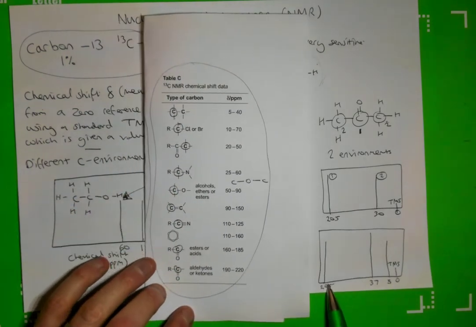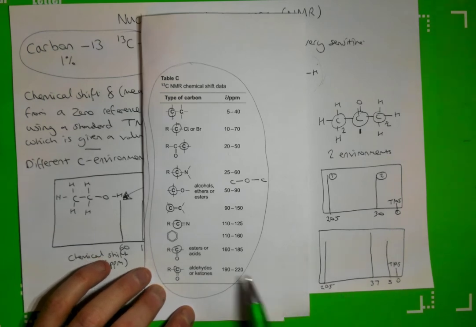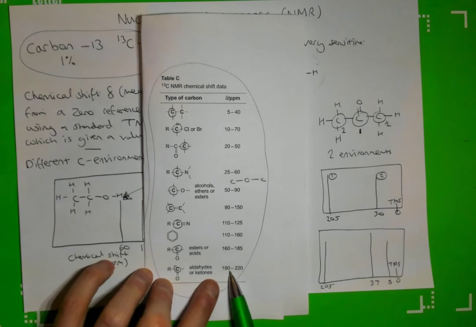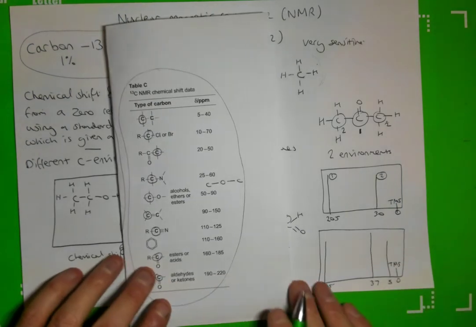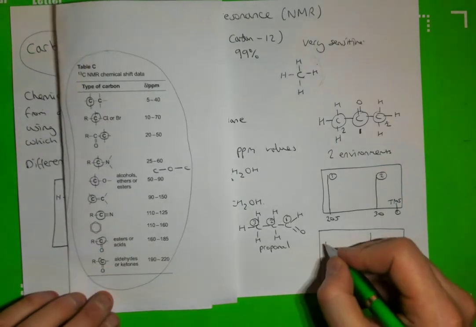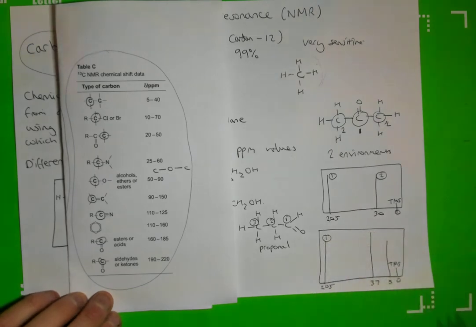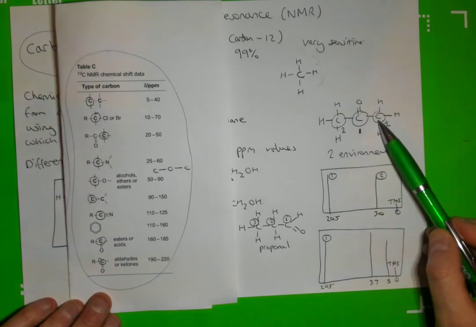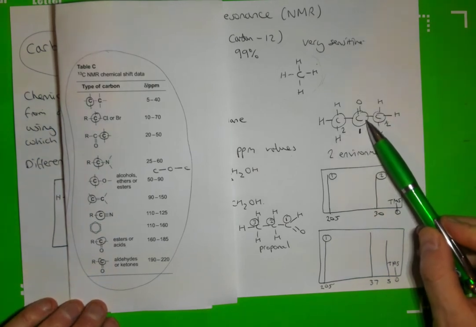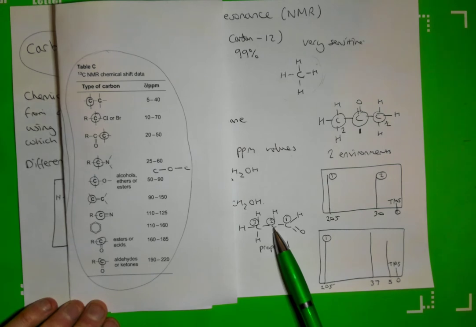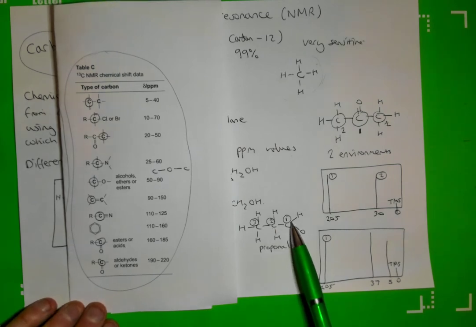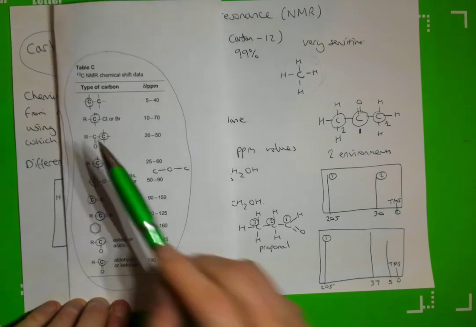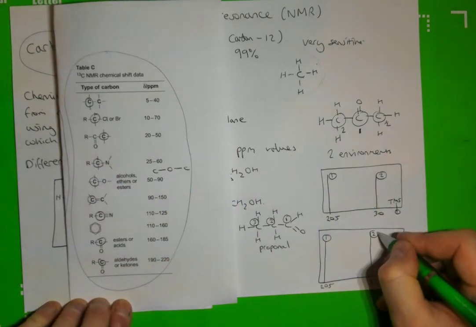So let's have a look at peak 205. It can't really be anything else apart from this one here. So that would be carbon number 1 here. Remember, carbon number 2 here in the previous example was next to a carbonyl-carbon. And again, we've got a carbon here next to a carbonyl-carbon. And on the data sheet, a carbon next to a carbonyl-carbon. So that would be number 2.